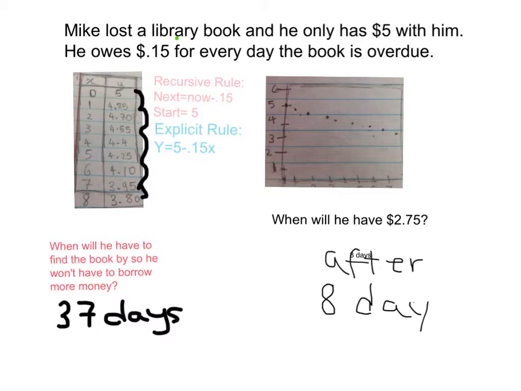Linear decay. Mike lost a library book and he only has $5 with him. He owes 0.15 for every day the book is overdue. The recursive rule is next equals now minus 0.15. The start is 5. The explicit rule is y equals 5 minus 0.15x. For the first question, when will he have $2.75? So I used the explicit rule and I found out that after 8 days you will have $2.75.